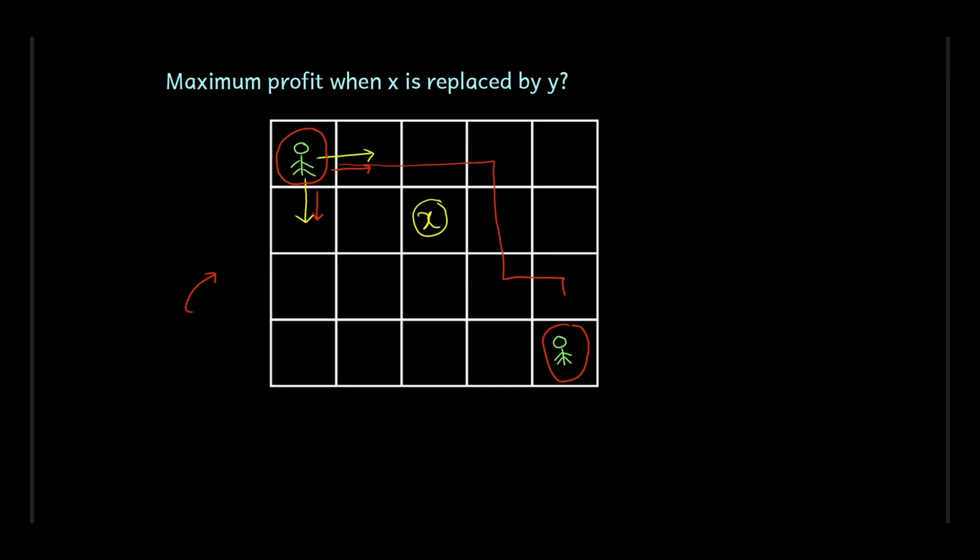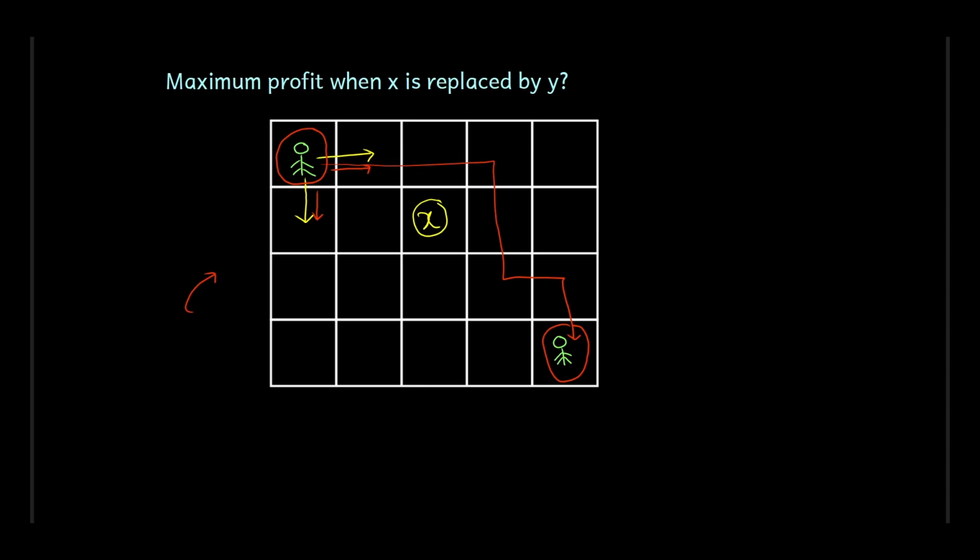So for example, this is one possible path and the profit is the value that you have accumulated from each of the cells that you have visited. So you will remember that this is the most classical famous problem for dynamic programming on a 2D grid.